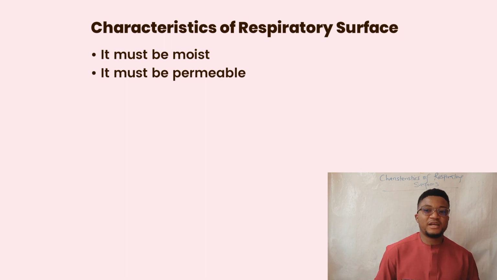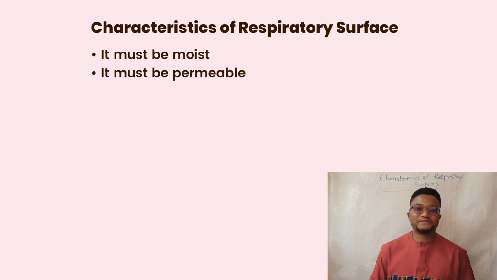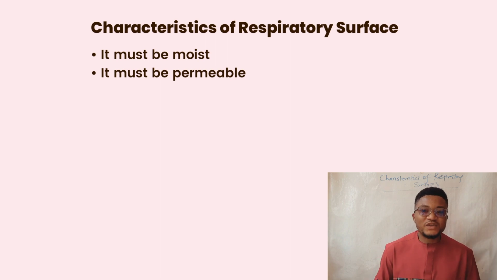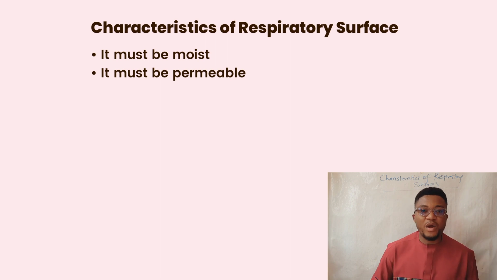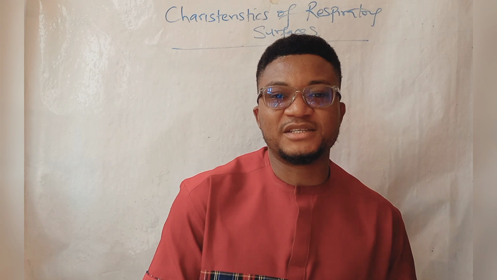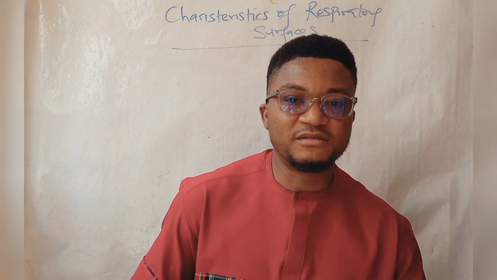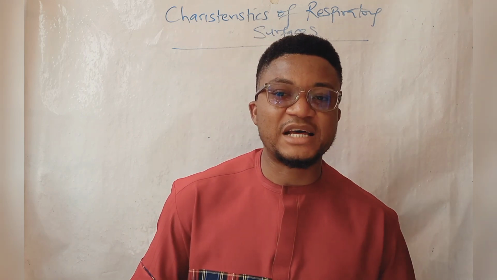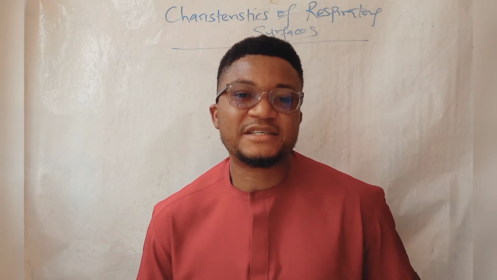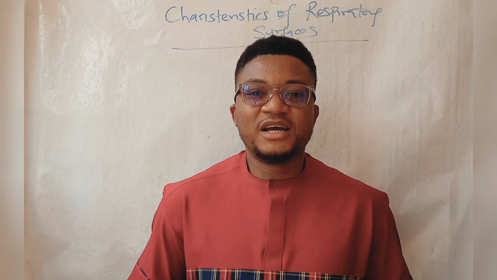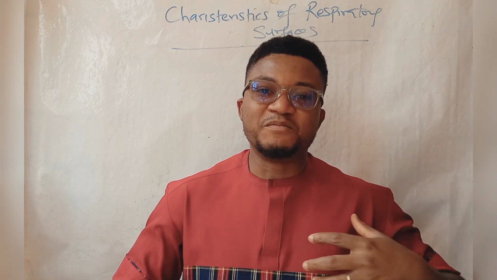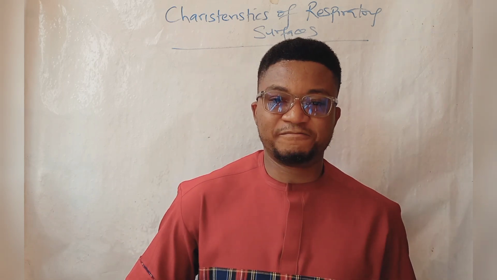Number 2, it must be permeable, so that it can allow gas to go in and out of it. Remember that when respiration is happening, there is a movement of gas from one point to the next: oxygen, carbon dioxide, release of water. So if it is not permeable, gas cannot come in and gas cannot go out. Let's take, for example, the lungs. The lungs must be permeable. They must allow gas to pass through.